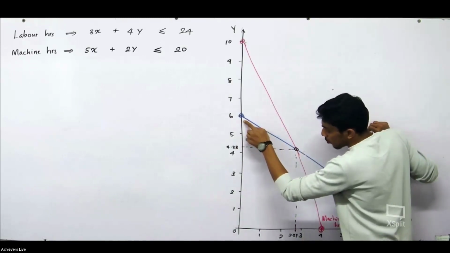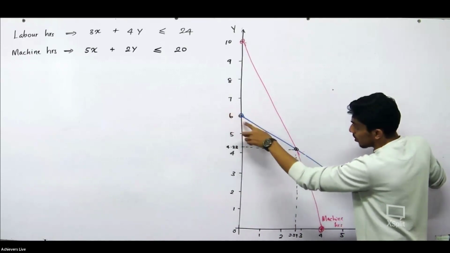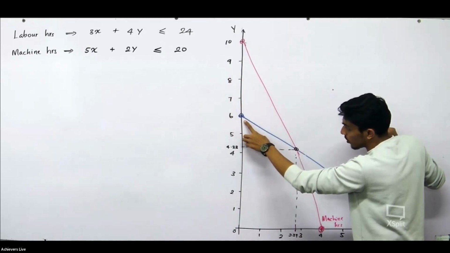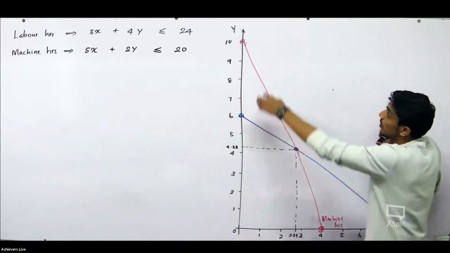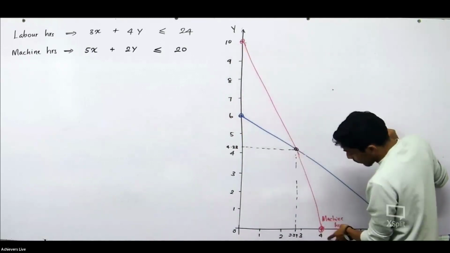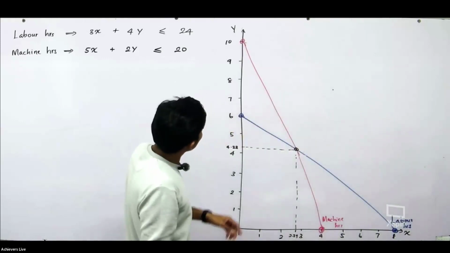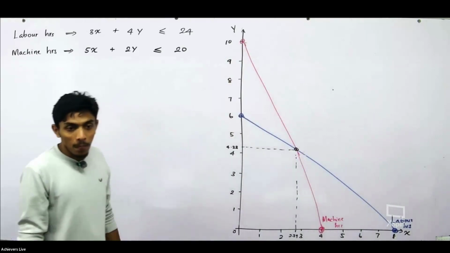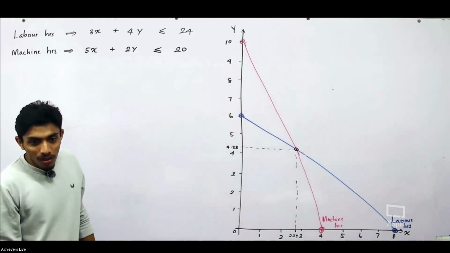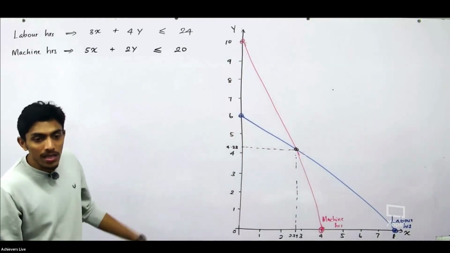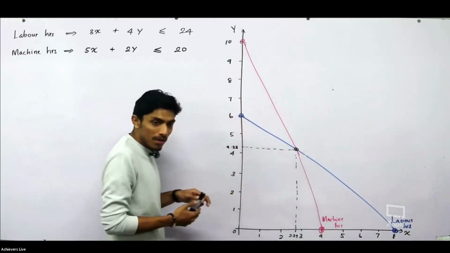So now, according to labor hours, you can produce 6 units of Y and 8 units of X. According to machine hours, you can produce 10 units of Y and 4 units of X, correct? Right. Now tell me, ideally, actually, can you produce 10 units of Y? Can or can't? You can't produce 10 units of Y. Why? What's the reason? Because of labor hours. See, labor hours up to 6 units only you have, right?